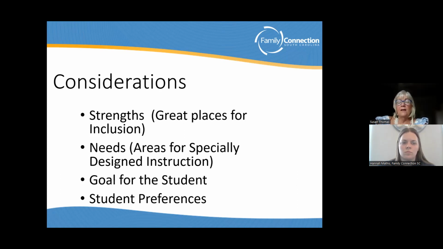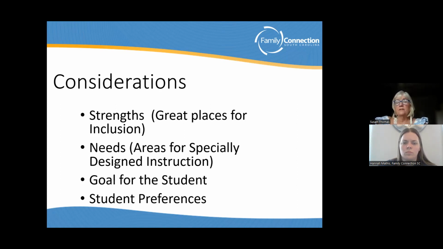Then we have to think about those needs, those areas where we know students need specially designed instruction, and how much they are going to need. We've got to think about the goal of the student. I gave you an example just a minute ago about a student who really needs intensive reading instruction. We don't want them sitting in a general education classroom where they're not learning because they can't access it. So we've got to have benefit.